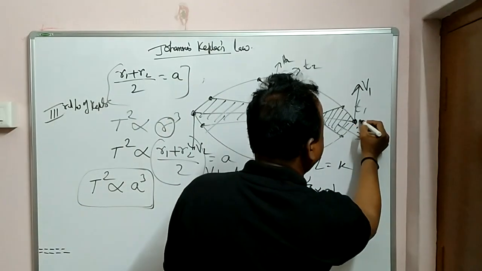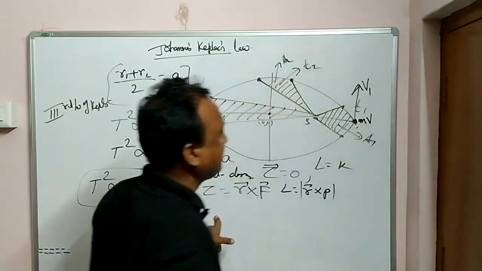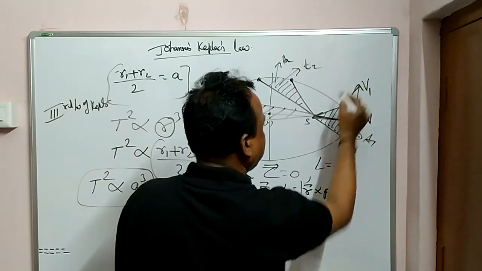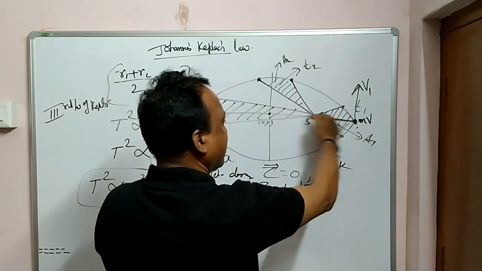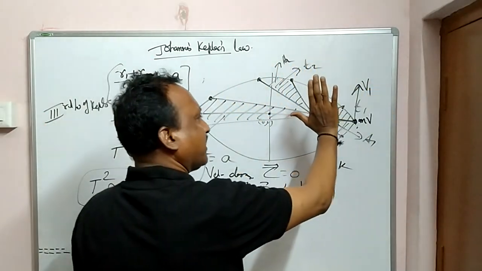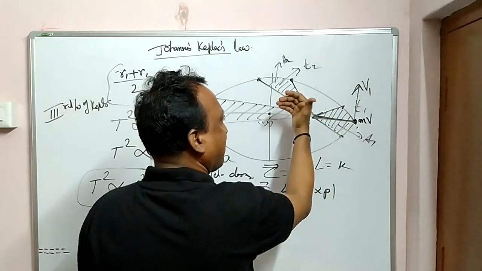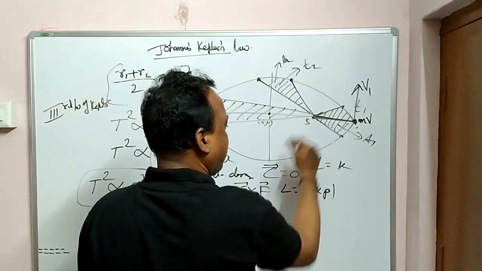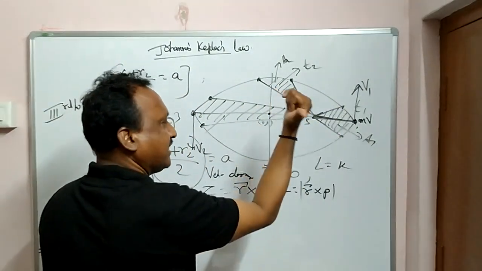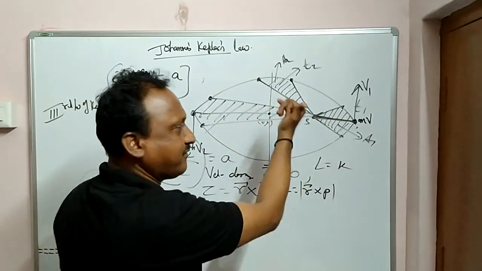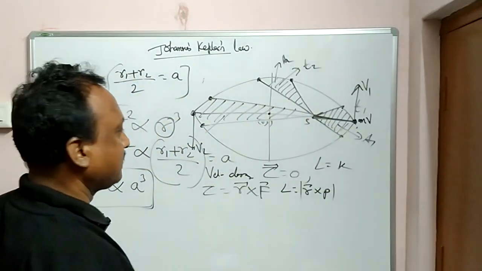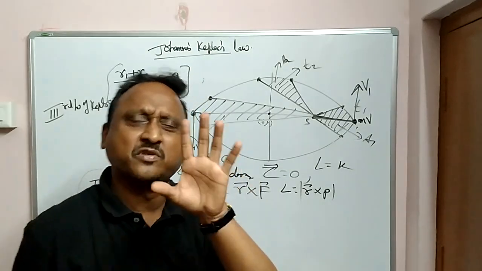Because the planet has some mass and also some velocity. If you observe, suppose this is the radius vector and this is the velocity. You can apply the right hand rule. r cross p will be outward. So the torque will be outward and the angular momentum will be outward. Wherever you see, it will be outward. Sometimes they ask these questions in the examination.